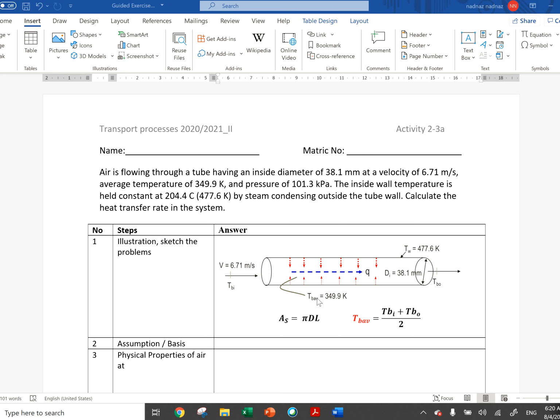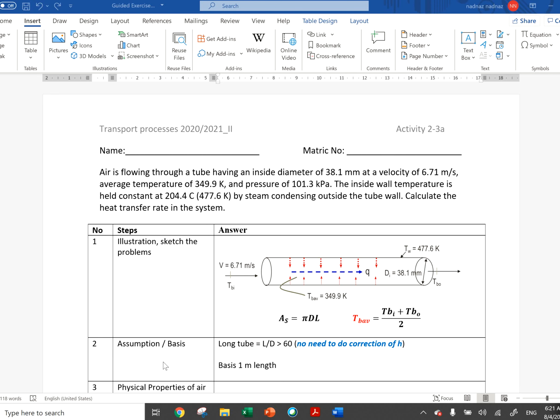Okay, now we have the average temperature of the bulk, and also we can define the area, which is the surface area. That's why I have the subscript S here, which equals pi D L for the cylinder, since the tube has a cylindrical geometry. Okay, so what is next? Next we need to state the basis.